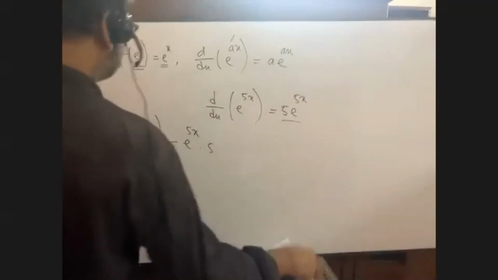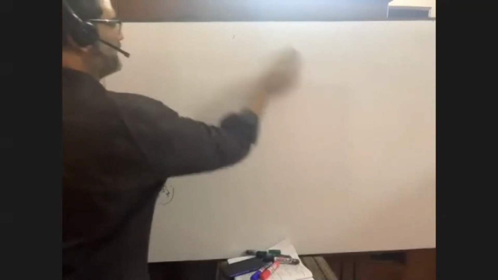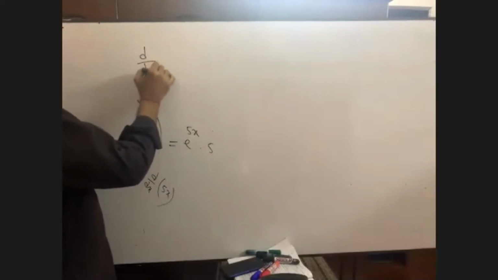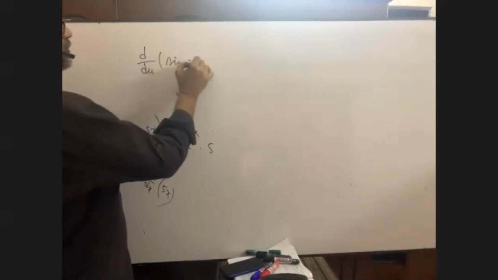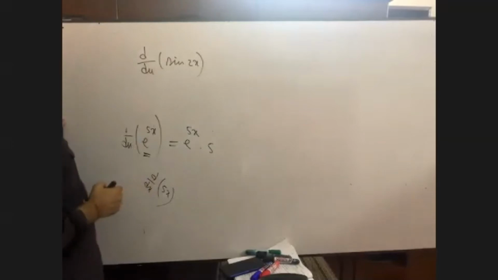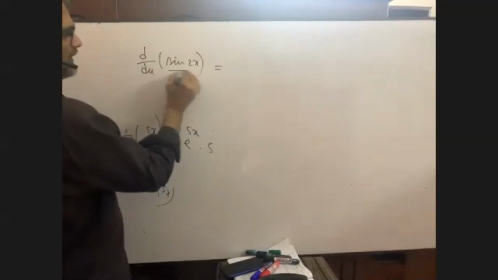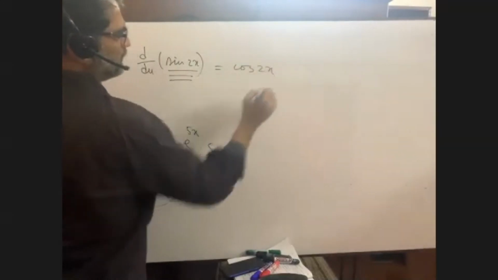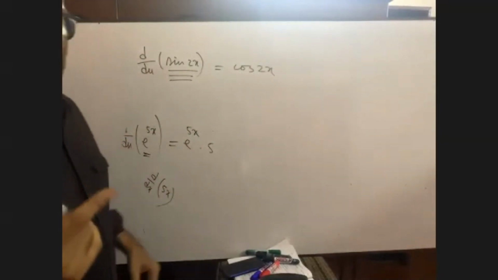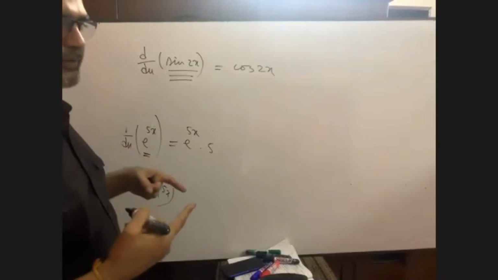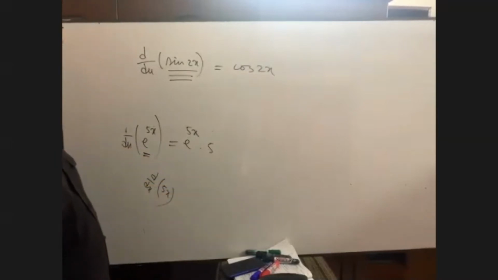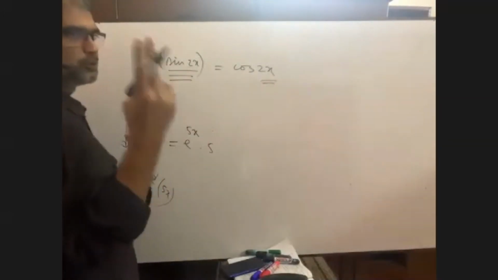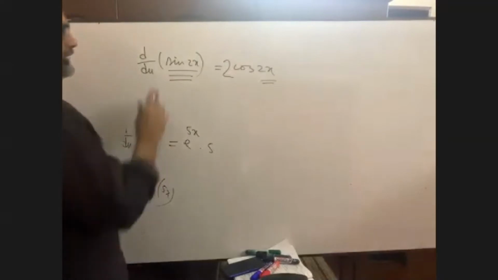Anyway, I gave you some math like this the last day: d by dx sine 2x. What was your answer? You see, what is the formula of sine x? Cosine x? Yes, sir. So what is the differentiation of 2x? 2. So its answer is this.